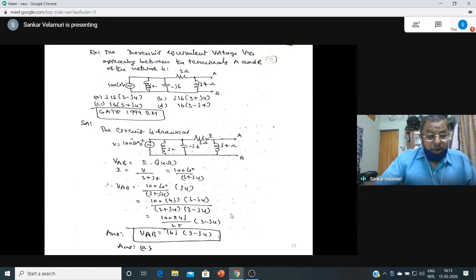64 is the real part. 48 is the reactive part. This is the actual current. So that means when you have taken 100 at angle 0, 64 plus j48 is inductive. Although VAB is voltage across that, it is based on the current flowing through the inductor. So this is the explanation.